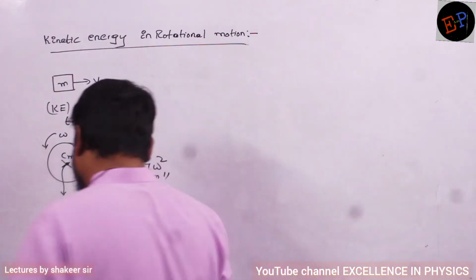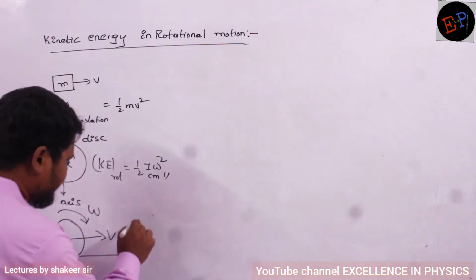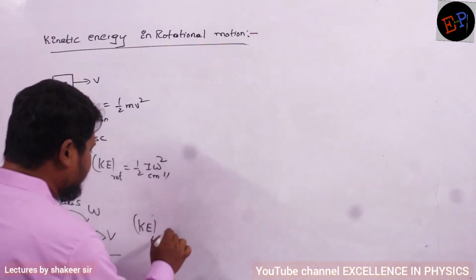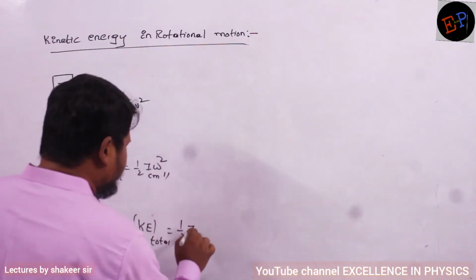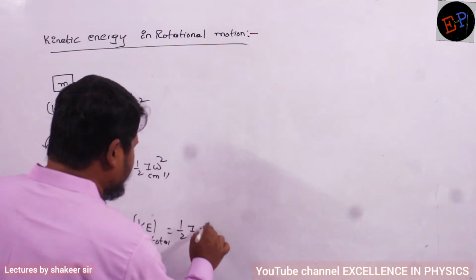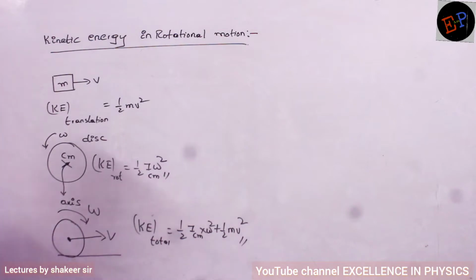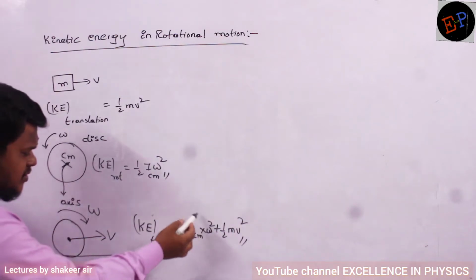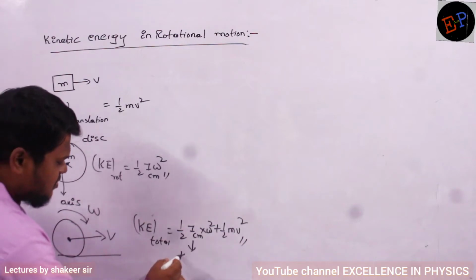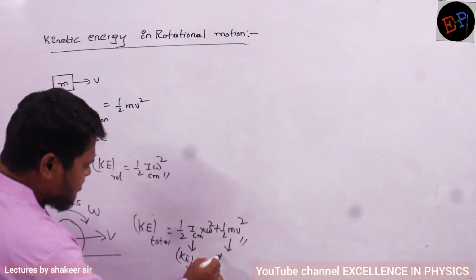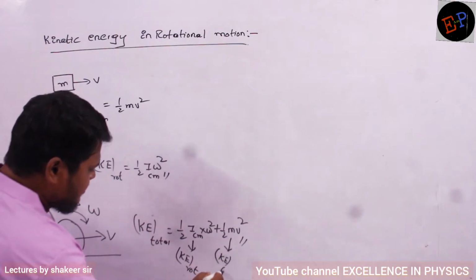So what is the total kinetic energy? How can I write it? I can write it as half I center of mass into omega square plus half m v square. So I can write like this also. Half I center of mass into omega square, this is the kinetic energy because of rotation, and this is the kinetic energy because of translation.